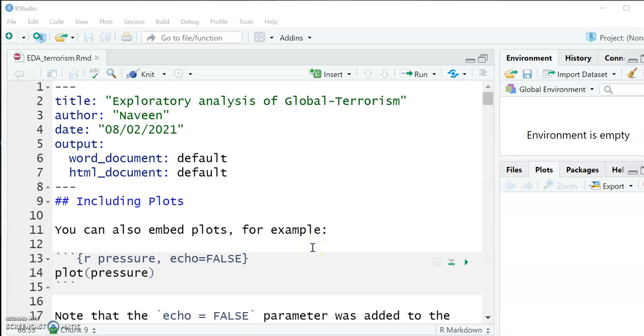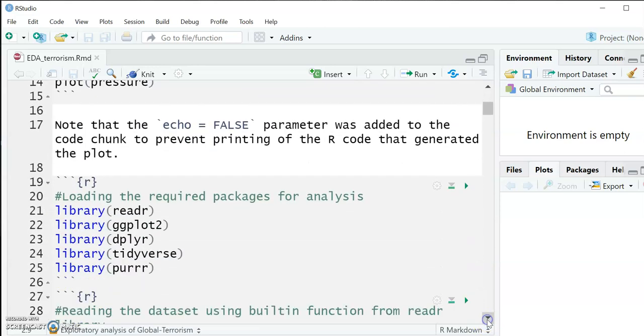Hello everyone, I'm Naveen. Today I'm going to explain the project which I have done as a part of Spark Foundation. The title is Exploratory Analysis of Global Terrorism. So here is the data.